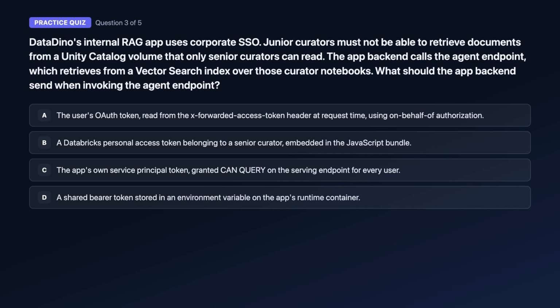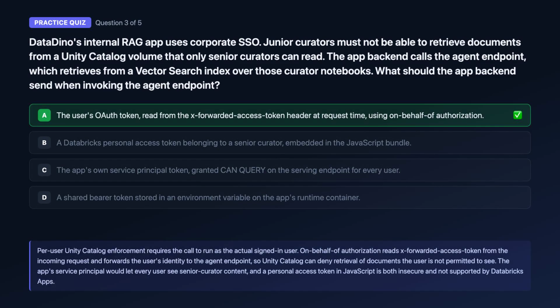Is it A, the user's OAuth token, read from the X-Forwarded-Access-Token header at request time, using on-behalf-of authorization? B, a Databricks personal access token belonging to a senior curator, embedded in the JavaScript bundle? C, the app's own service principal token, granted CAN QUERY on the serving endpoint for every user? Or D, a shared bearer token stored in an environment variable on the app's runtime container? Take a moment to think about it.